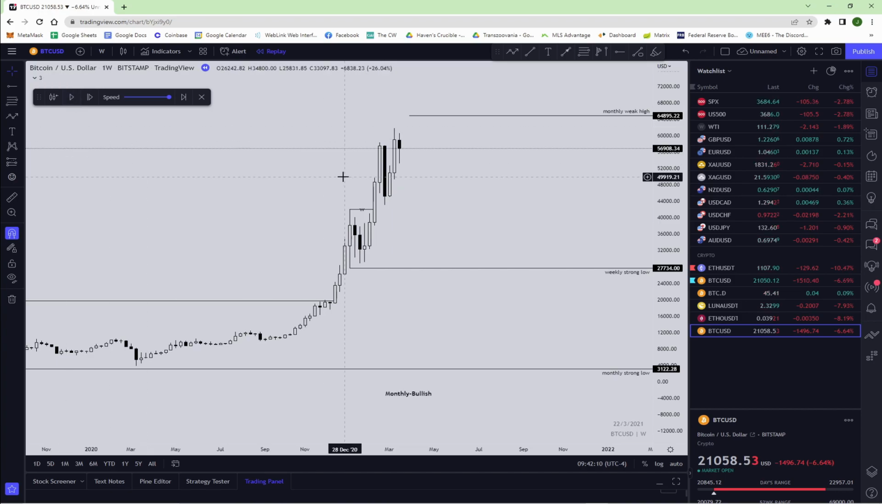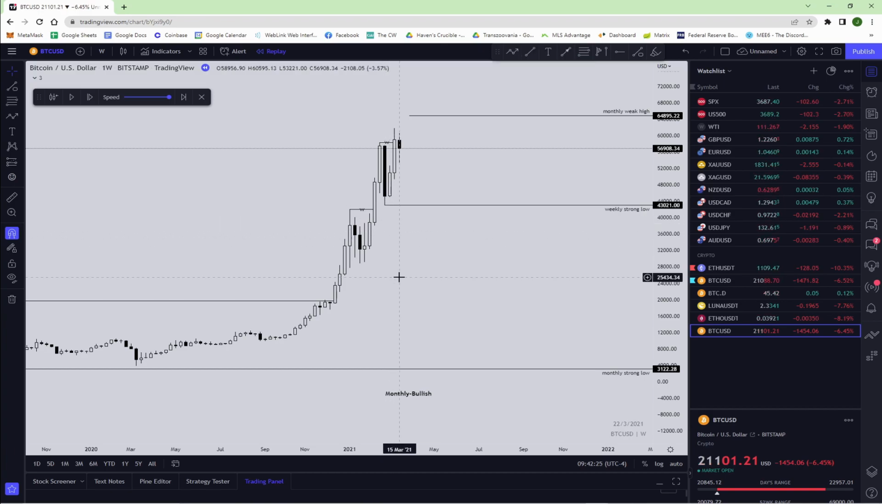That is another pullback. So now we have another pullback here. This is our high here. Broke structure there. Another weekly break of structure. This weekly low now becomes irrelevant. This is now our low in between.